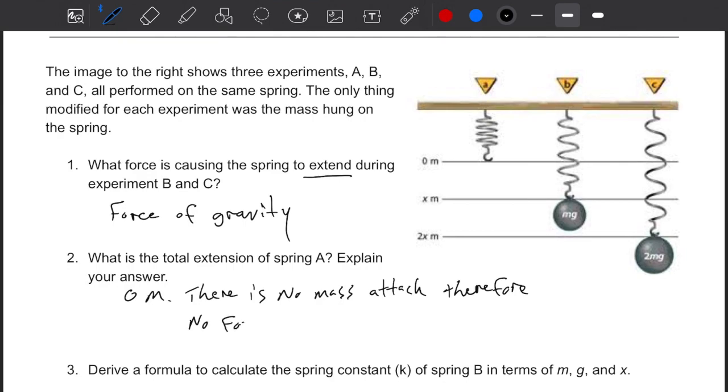So the answer being filled in is 0 meters. There is no mass attached, therefore no force of gravity.